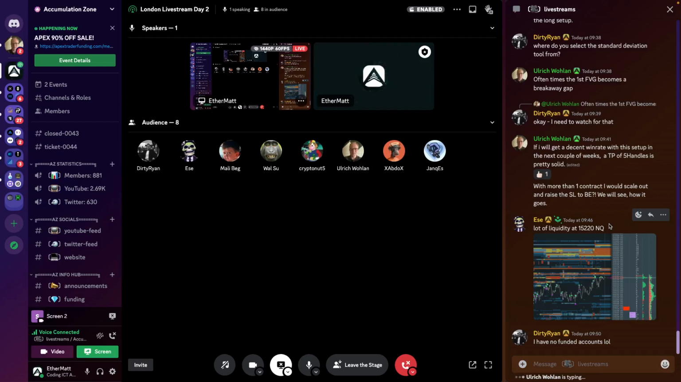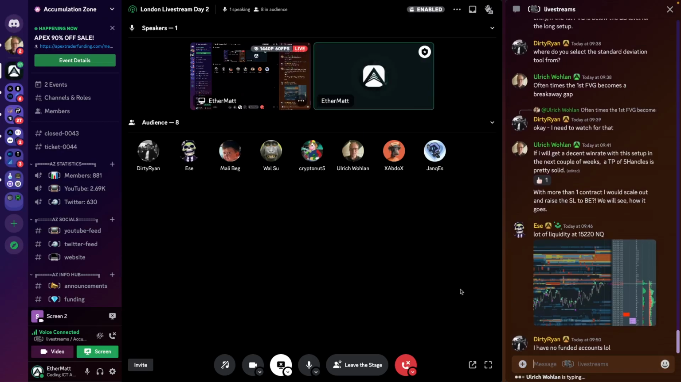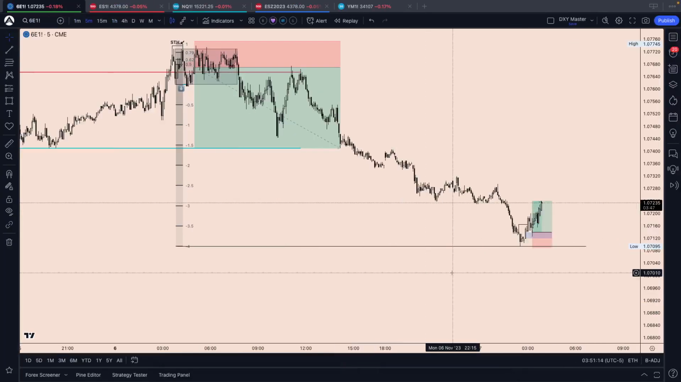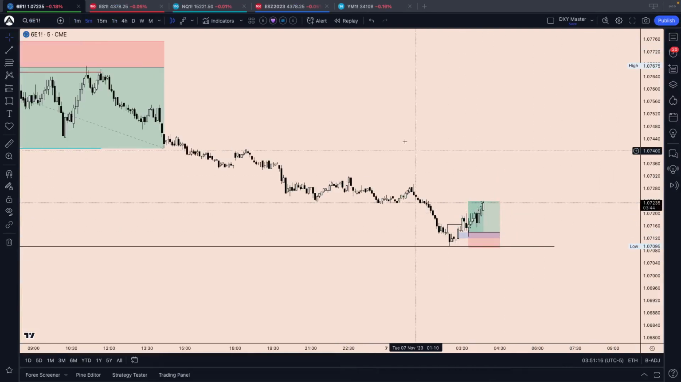Oftentimes, yeah, but what Ulrich said here, the standard deviation tool, let's start here. I will only use the breaker block in the futures entry if the first fair value gap is below the breaker block level for the long setup. Yes, this makes sense, but this only happens if we get these very, very, okay, we hit our 2-to-1 on EU.